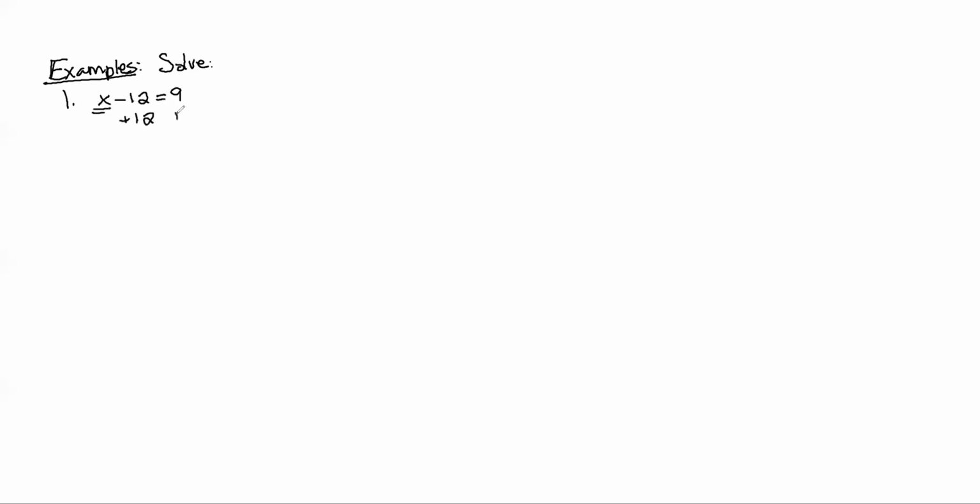What we do to one side, we have to do to the other. Negative 12 and 12 give us 0. So those cancel out, just left with an x. And then 9 plus 12 is 21. And so that's all we have to do for this one. To write this as a solution set, you're just going to put 21 inside curly brackets.